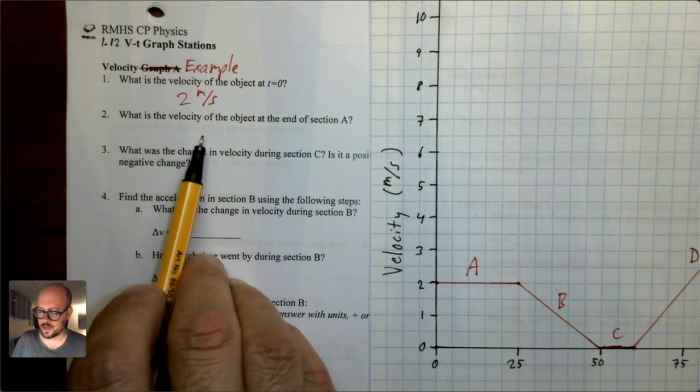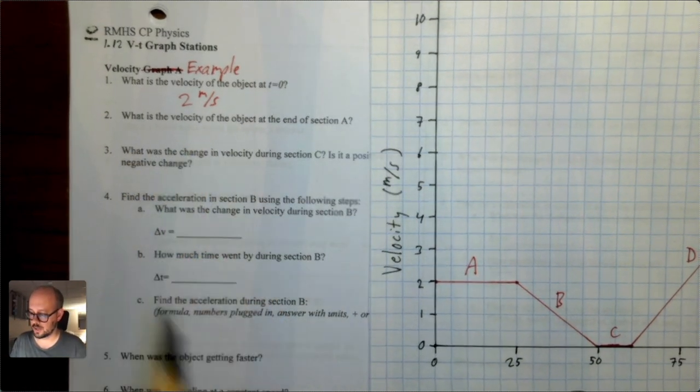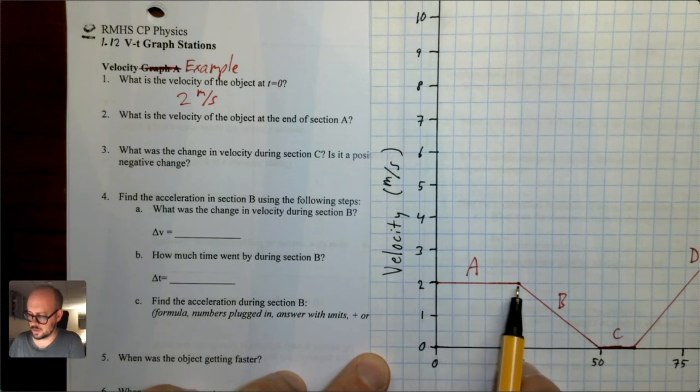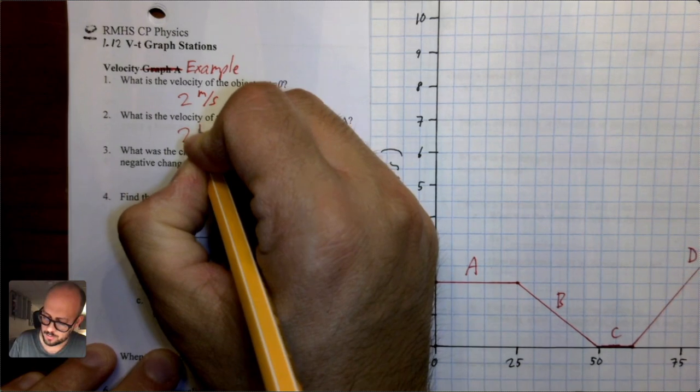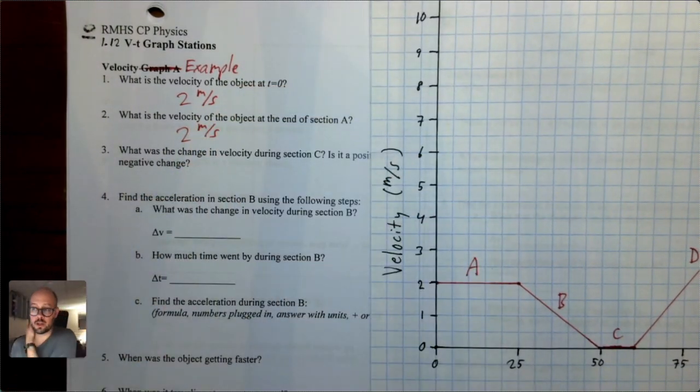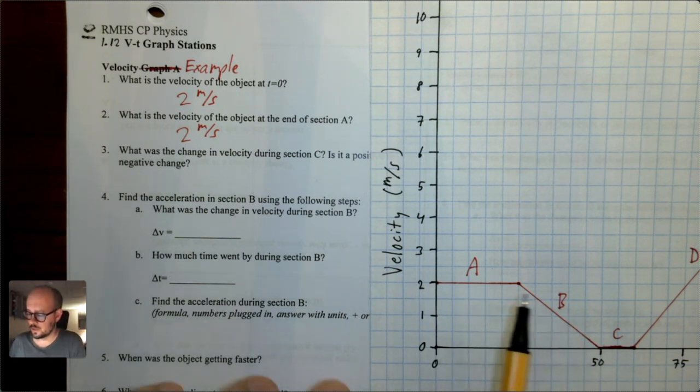Next one is, what is the velocity of the object at the end of section A? We go to the end of section A, and we see that the velocity is still 2. So 2 meters per second. So this is constant velocity, just like section A, which means that this object is moving at a steady rate of 2 meters per second.